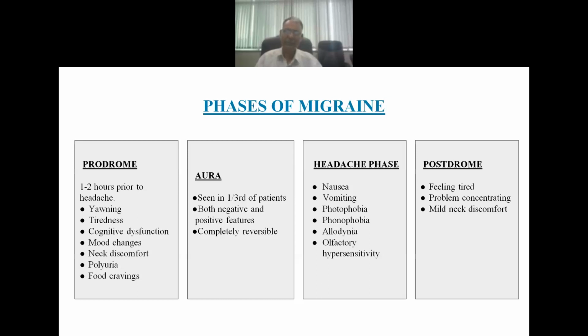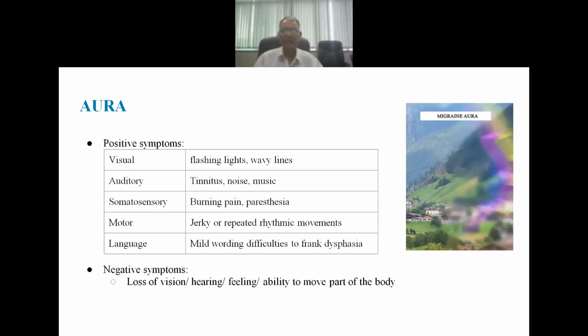So in the headache phase, of course, headache is there. Then nausea, vomiting, photophobia, phonophobia, allodynia, and olfactory hypersensitivity. Allodynia means the oversensitization of pain. Then once the headache passes off, the patient goes into the fourth and last phase, that is postdrome, that is feeling tired, difficulty concentrating, difficulty answering questions relevantly, and some mild discomfort.